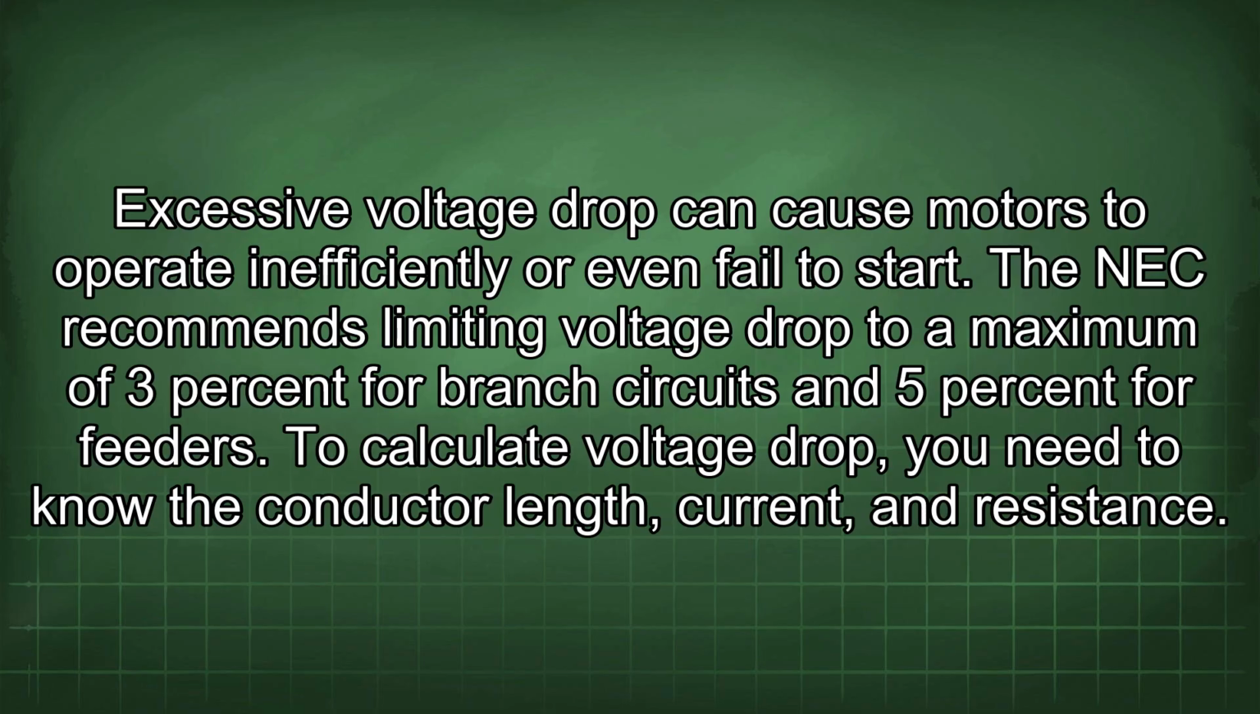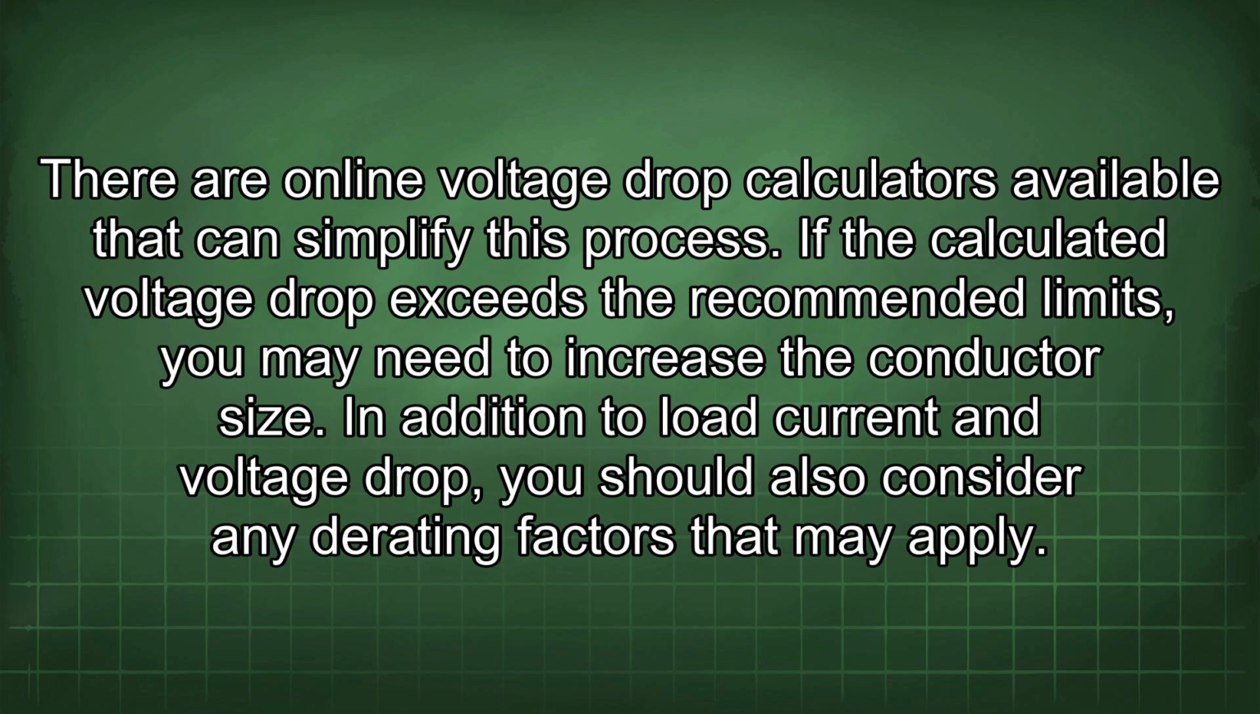Excessive voltage drop can cause motors to operate inefficiently or even fail to start. The NEC recommends limiting voltage drop to a maximum of 3% for branch circuits and 5% for feeders. To calculate voltage drop, you need to know the conductor length, current, and resistance. There are online voltage drop calculators available that can simplify this process. If the calculated voltage drop exceeds the recommended limits, you may need to increase the conductor size.